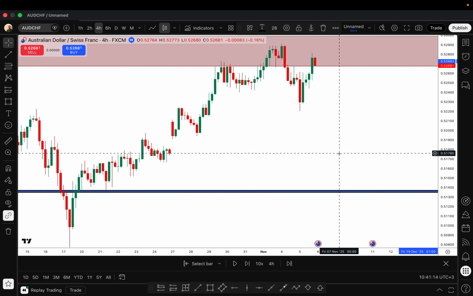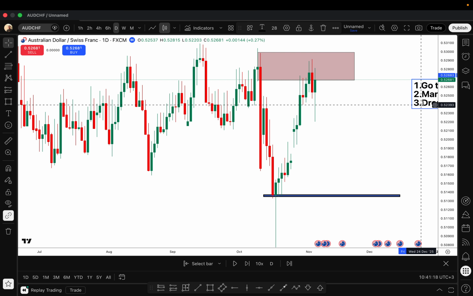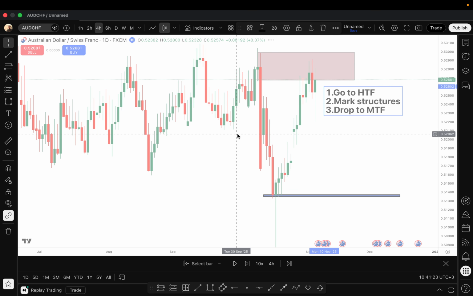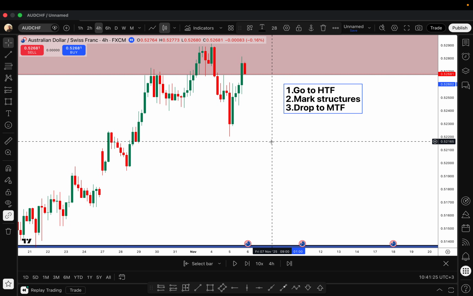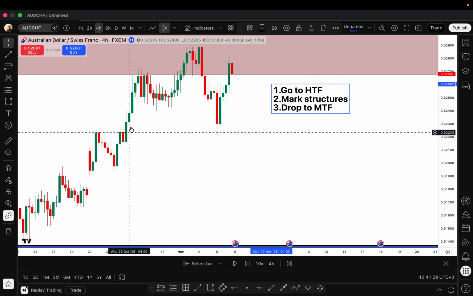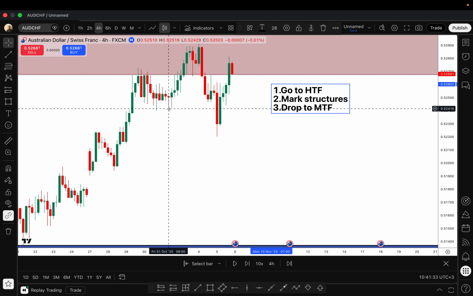Where are my rules? Let me first pull them closer. Then we drop down to the medium time frame, rule number 3. So rule number 3 says we drop down the medium time frame. On the medium time frame, immediately you can see that we had a higher high, a higher low, a higher high, and a lower low. This is our change of character.